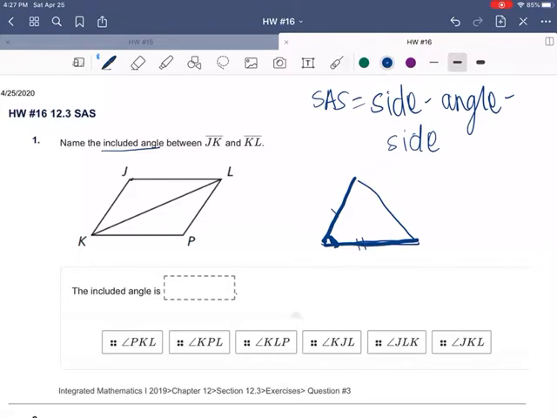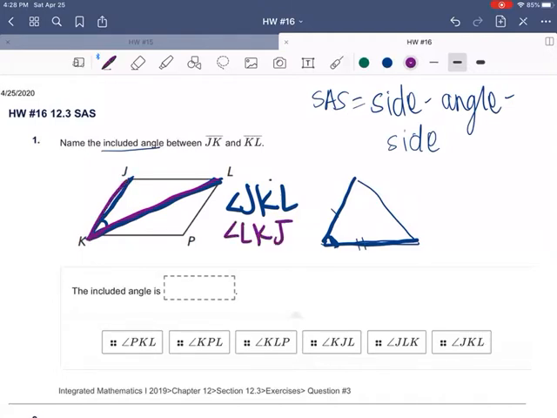So we are given side JK and side KL. The angle that's formed between those two sides, the included angle, is this one, angle JKL. It can also be called angle LKJ. You just have to have the K in the middle. So let's see if one of those two options is there. JKL, yep, right there.